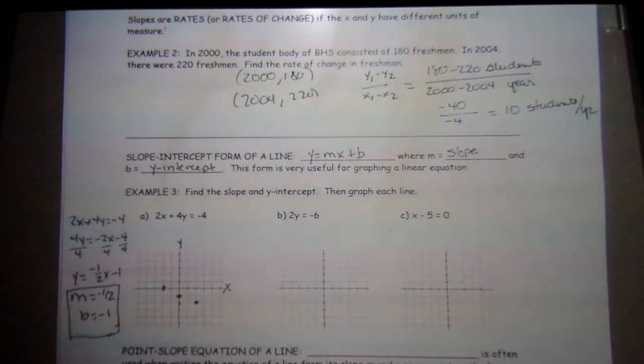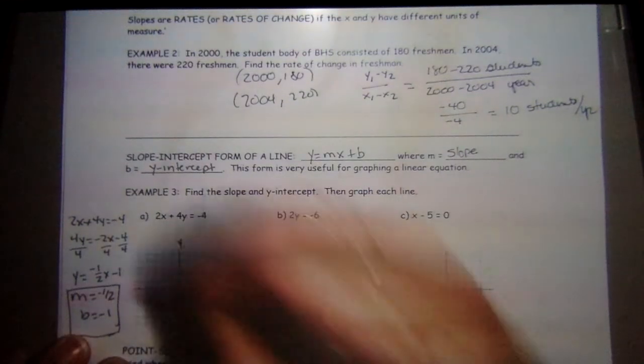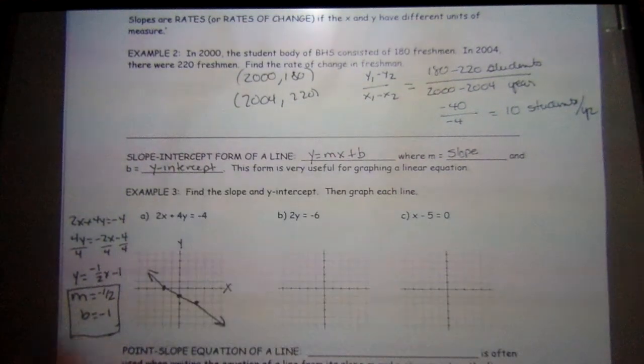They all fall in a line. The important thing here is when the slope is negative, only one of the numbers in the fraction, either the numerator or the denominator, is negative, not both. This line falls from left to right, so we know it has a negative slope.